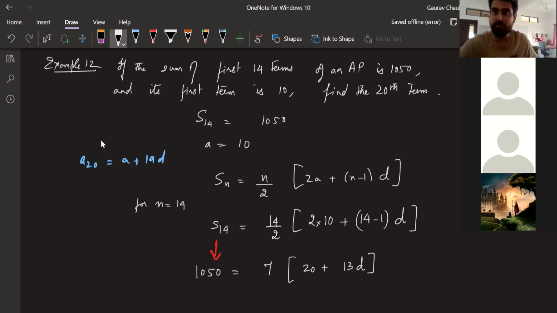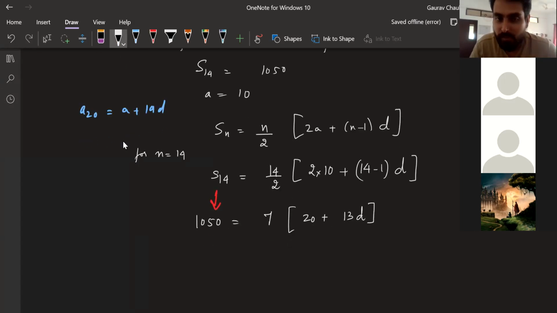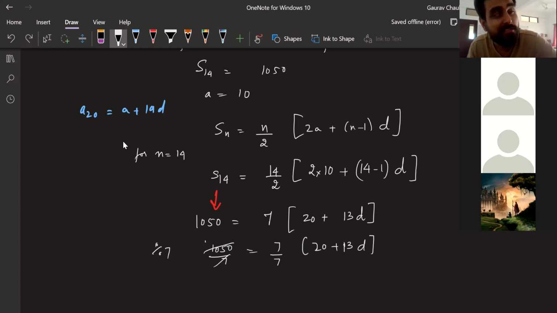Yes sir. Once we find D, can we find A20? Once we find D, we can find A20, right? So I'm just going to divide by 7 on both sides. So 1050 by 7 is equal to 7 by 7 into 20 plus 13d. Why I'm dividing by 7 is because this is divisible by 7. So this is going to give us, how much does 1050 by 7 go? 150. So 150 is equal to, this and this get cancelled. So 1 is remaining, 1 into 20 plus 13d is 20 plus 13d.